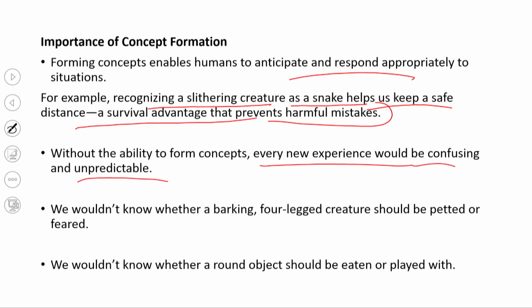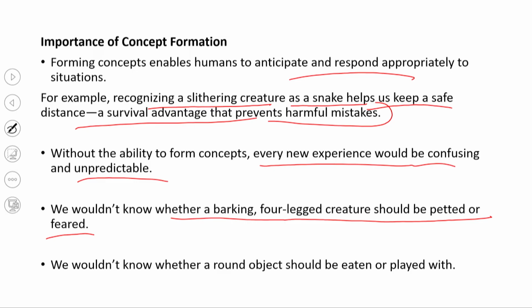So, if you don't have a concept of snake, every time you see an object, you don't know how to behave. But if you have a concept of snake, whatever snake comes, you know how to behave. We don't know whether a barking four-legged creature should be petted or feared. For example, we have a concept of a dog.